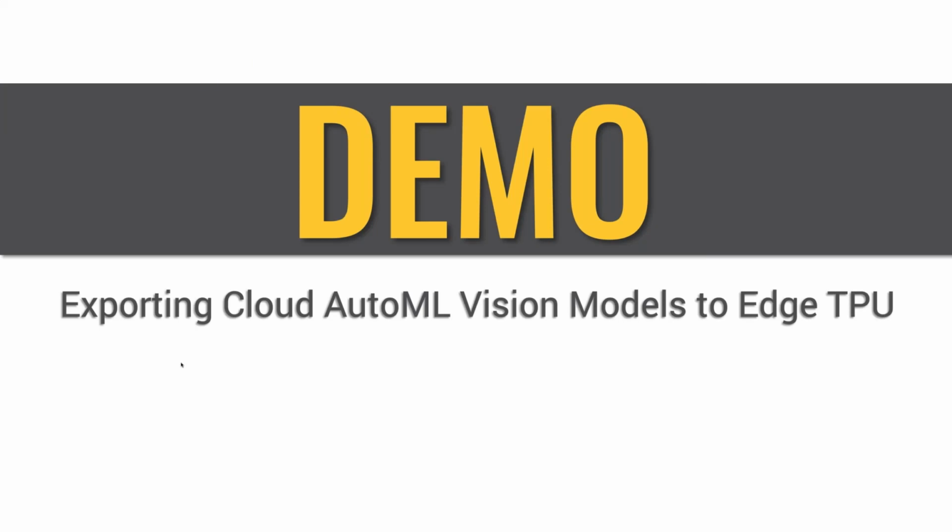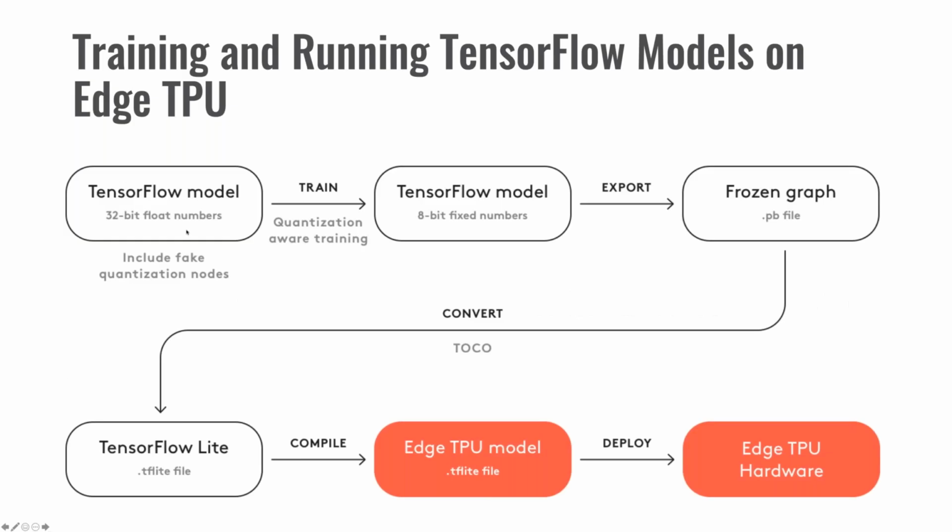So here we train a 32-bit floating point, which is FP32 TensorFlow model, and then we turn that into an 8-bit fixed number. This is the quantization I was talking about. And then you export the checkpoint into a frozen graph, which is a Protobuf. It's a PB file, a language and platform agnostic format to make TensorFlow files more portable. And once that is generated, we basically convert that into a TensorFlow Lite file.